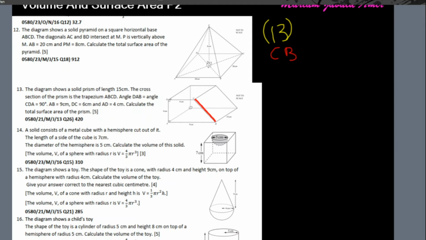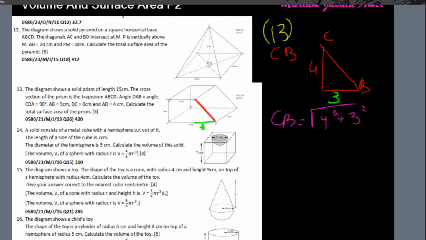To find CB, we'll apply Pythagoras theorem. We know this length is 4, and we also know that this length will be 3. Why? Because all of it is 9 and part of it is 6, so this would be 3. Applying Pythagoras theorem, CB equals the square root of 4 squared plus 3 squared, which is 5. So CB equals 5.